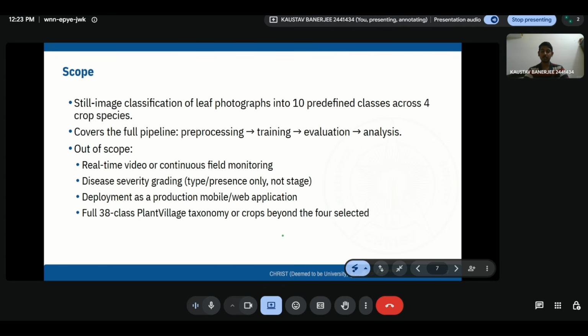The scope of our project is focused specifically on still image plant classification. We worked with 10 predefined classes covering 4 crops. The complete pipeline includes image pre-processing, model training, evaluation, and performance analysis. However, there are a few things which are outside the current scope. We are not performing real-time video monitoring, disease severity grading, or production level mobile deployment. We also use only 10 classes rather than the complete plant taxonomy.